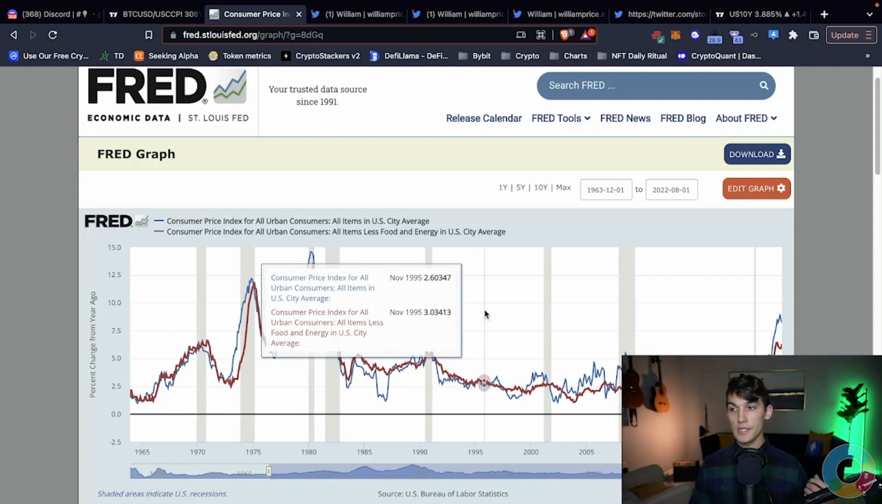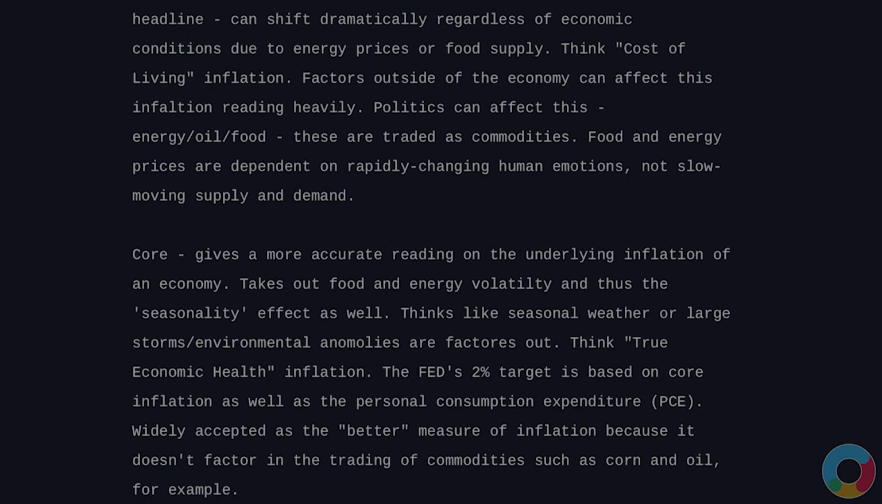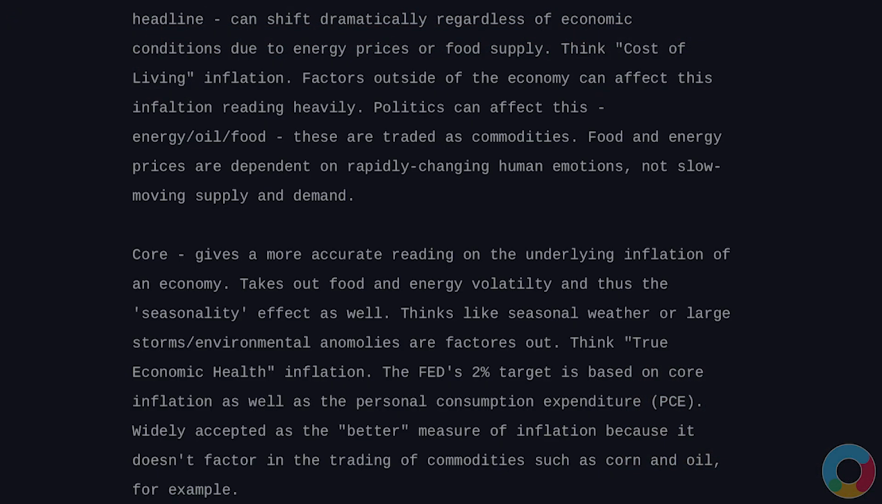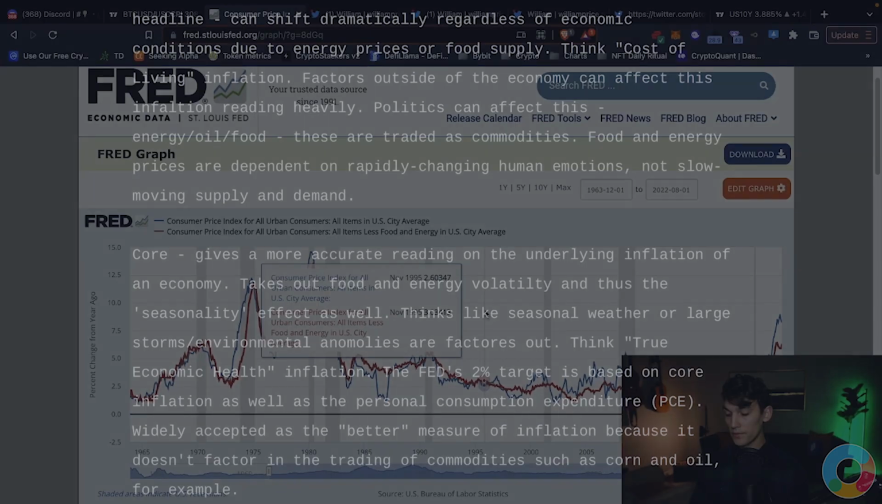Whereas with the headline CPI you have cost of living inflation, you can think of core CPI as true economic health inflation. The Fed's 2% target is based upon core inflation, as well as the personal consumption expenditure, or the PCE. Now, I'm not going to talk about the PCE in this video. This is widely accepted as the better measure of inflation because it doesn't factor in the trading of commodities such as corn and oil, for example.